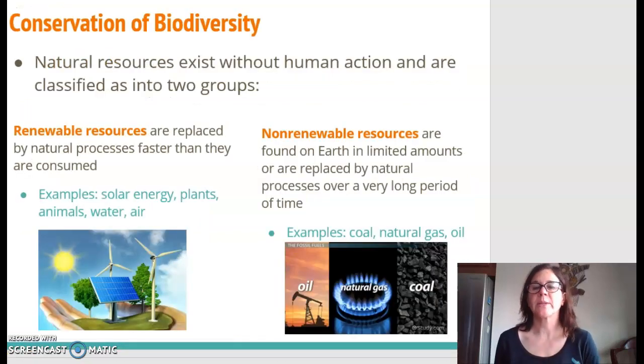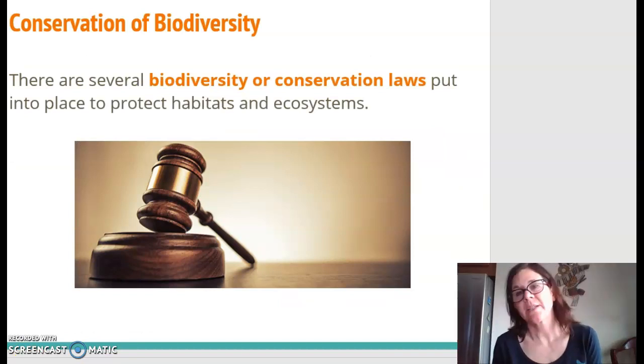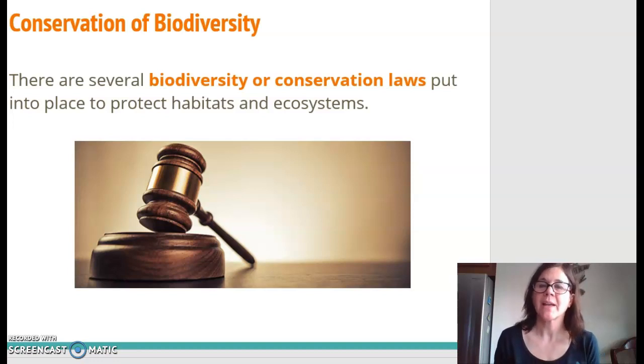Within conservation, we need to consider the difference between renewable and non-renewable resources. Renewable are replaced rather quickly by natural processes, like clean air and water. Non-renewable resources such as minerals and fossil fuels take a long time to replace. There are laws put into place to protect. Laws such as the Clean Air Act, the Clean Water Act, and the Endangered Species Act have had a good impact on the environment.